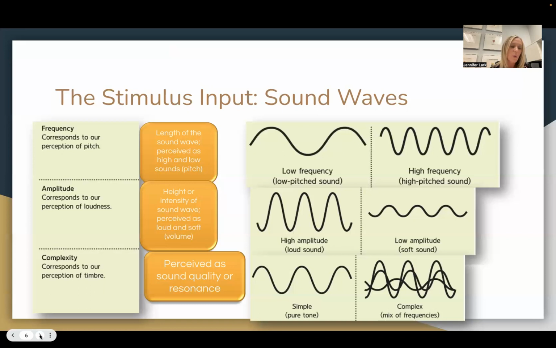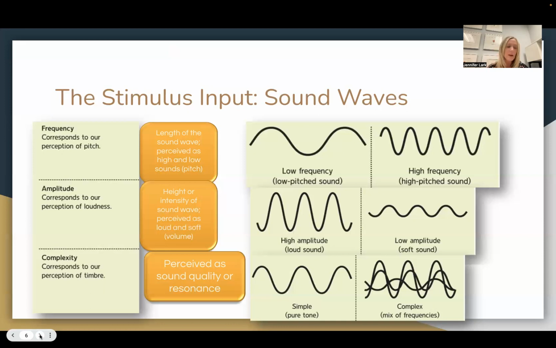We also have wave amplitude or height. And that determines the loudness of the sound that we hear. So a high amplitude wave produces a really loud sound, and a low amplitude wave produces a really soft sound. And finally, we have wave complexity, simple versus complex, and that relates to timbre or sound fullness, the richness of the sound that we hear.